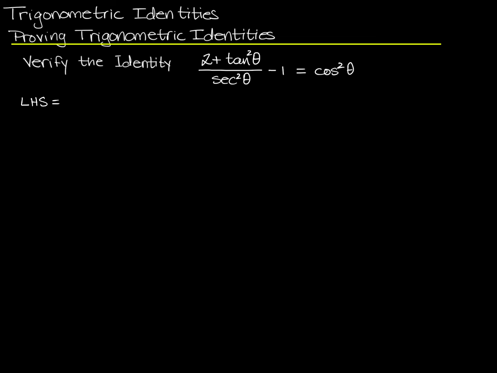So I write left-hand side, or LHS, is equal to, and then I'm going to copy out the left-hand side. I'm not making any changes. I'm not taking first steps. I'm not doing anything at all. I'm not simplifying anything.